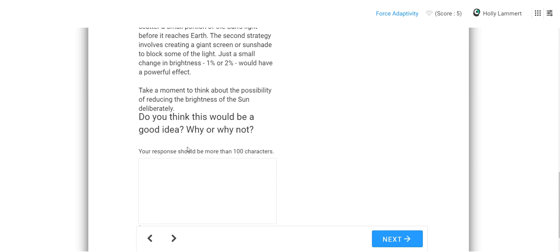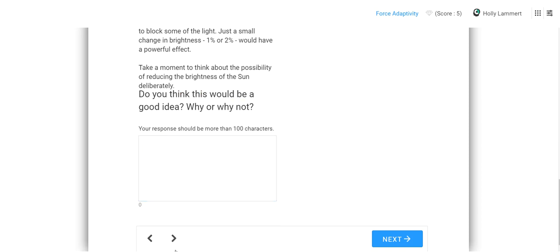Take a moment to think about the possibility of reducing the brightness of the sun deliberately. Do you think it would be a good idea? Why or why not? Curious to see what you say there. Bring these ideas to the live lesson on Friday, and we'll continue to discuss them further.